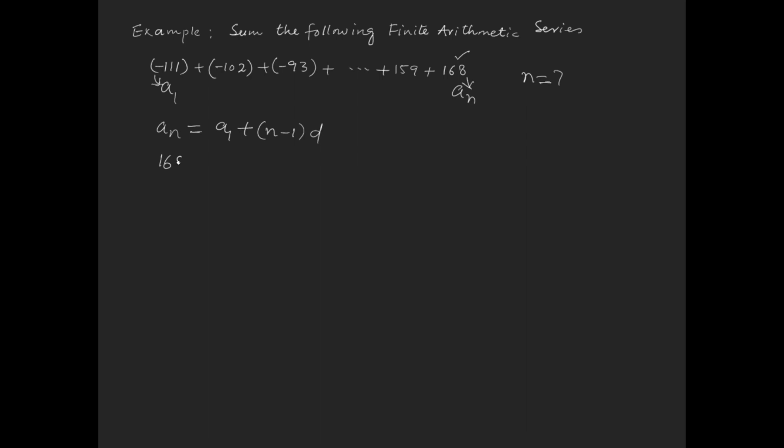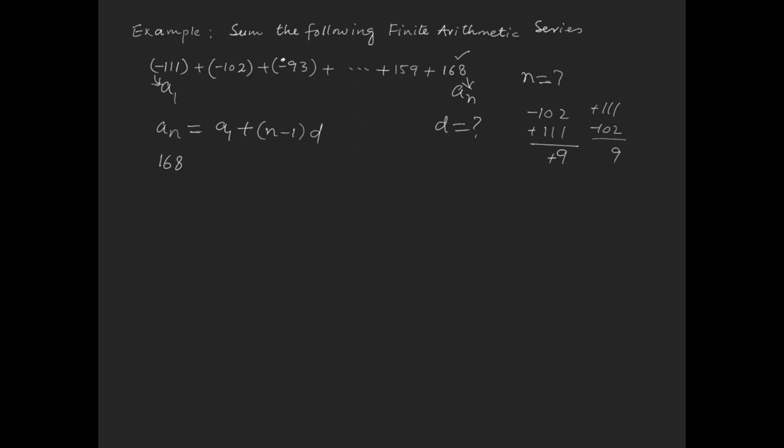An is 168. This is An. And what is A1? This term. And what is D? D can be found by subtracting the first term from the second term. So this is plus, this is bigger, so 9 is the answer. You can take the triple 1 above and this one below, and the answer is 9.